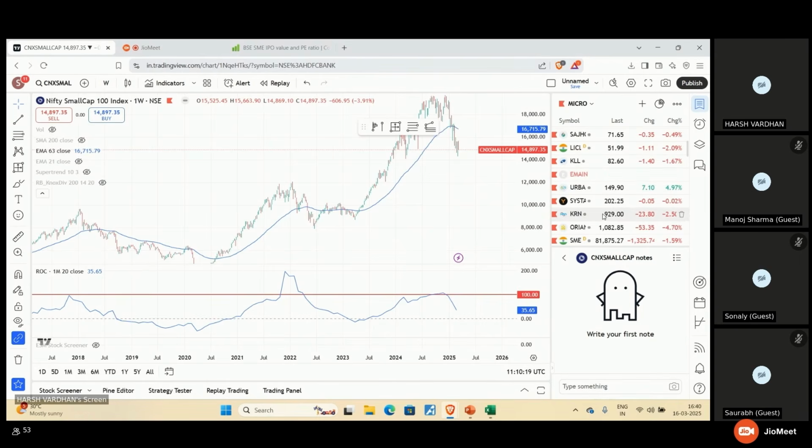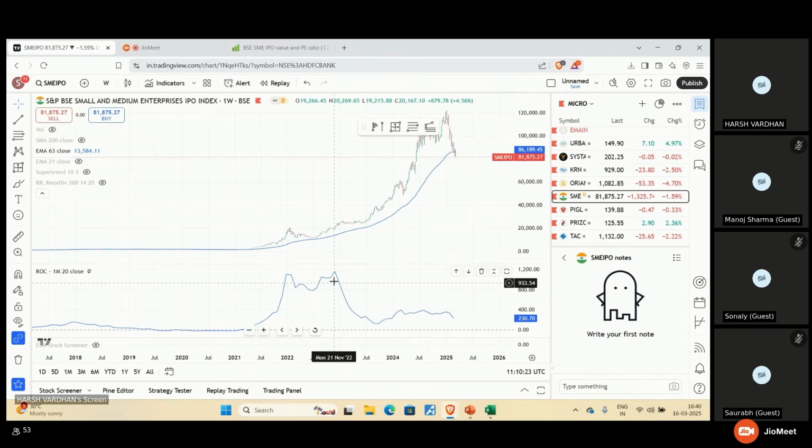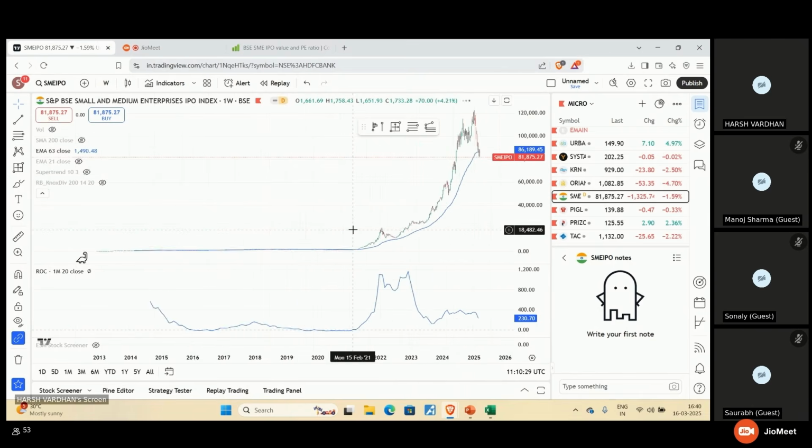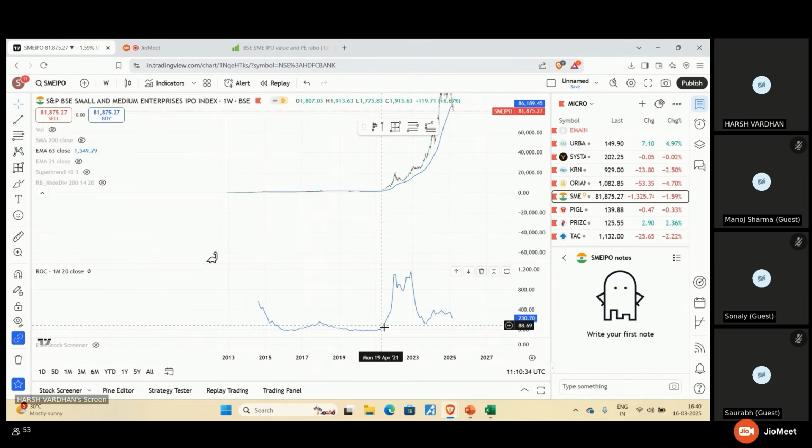BSE SME IPO. Yeah, I think here it is. If you see here, ROC goes to 1200 levels, crazy levels, because it is the IPO market. After March 2021, it has never touched zero levels again. So it is a crazy type of index, and unfortunately you cannot use ROC on this.